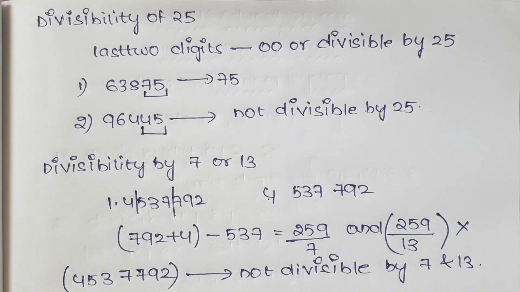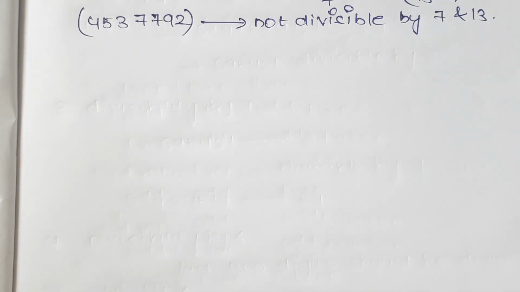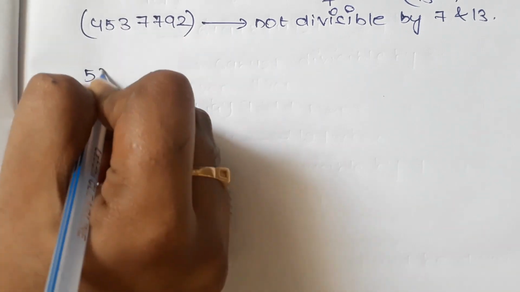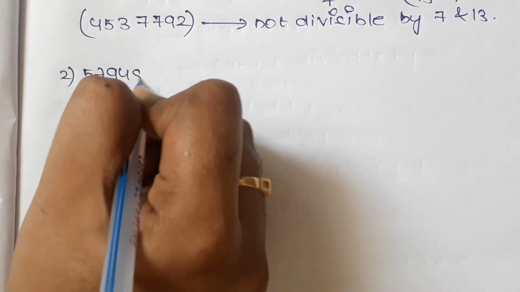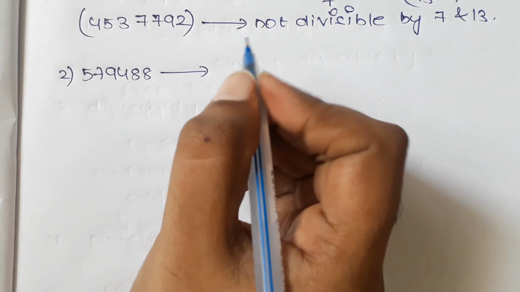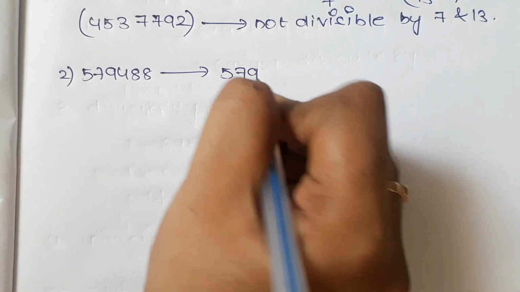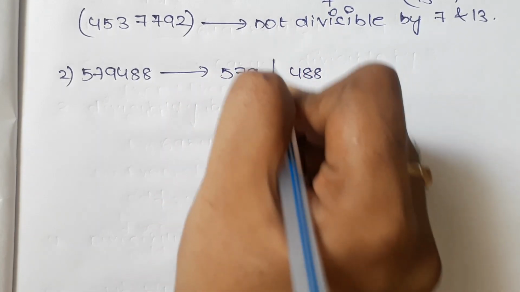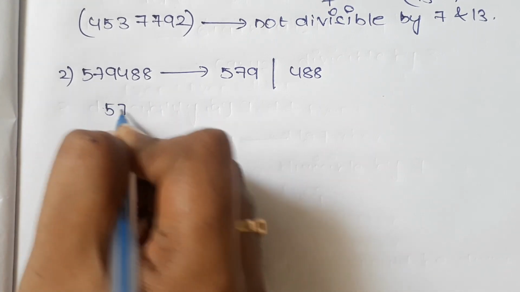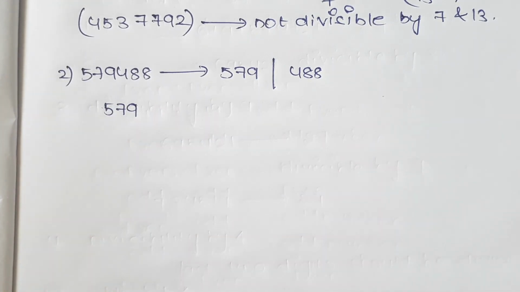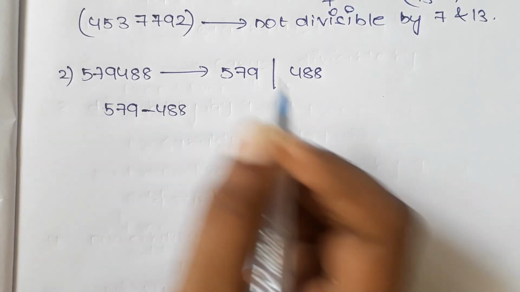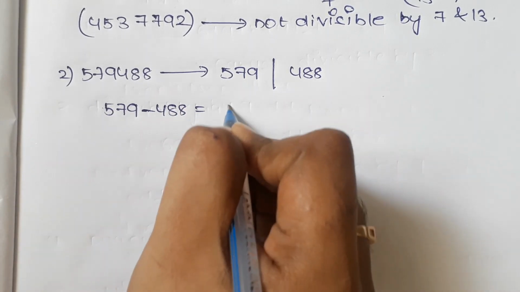And this is about the divisibility rule of 7 and 13. Let us see another example for clarification. Here is another example, that is 57948. Now we should group them into 3 digits. That is 579 and 488... Now we should subtract them. 579 minus 488 equals 91.